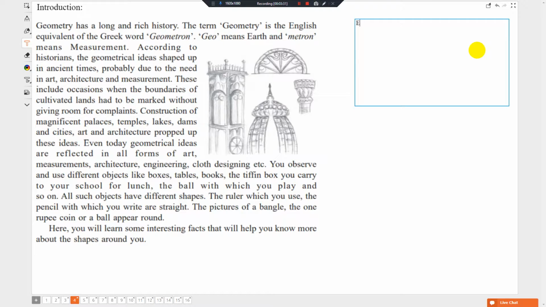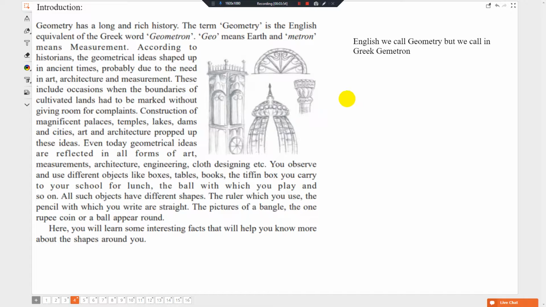In English, we call it geometry, but in Greek we call it geometron. English we call geometry, but in Greek geometron. And also we are going to learn the meaning of geometry.